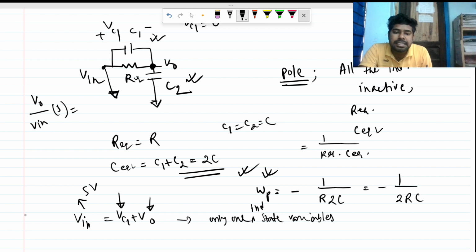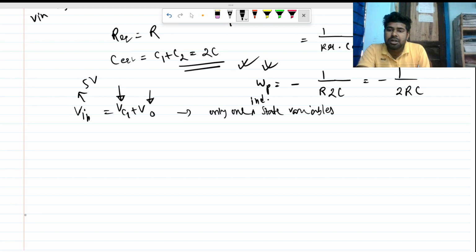So the circuit has only one pole, and this is also called a first order circuit, or single pole system. The number of poles defines the order of the circuit.